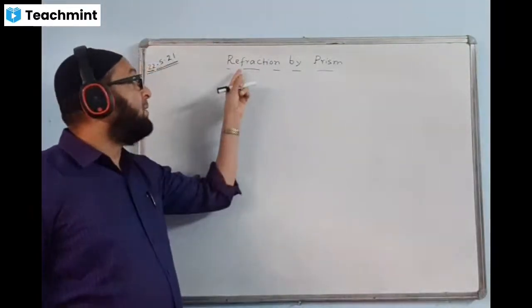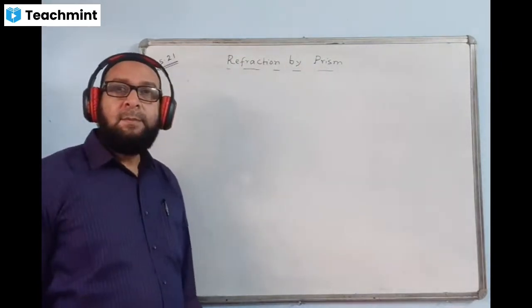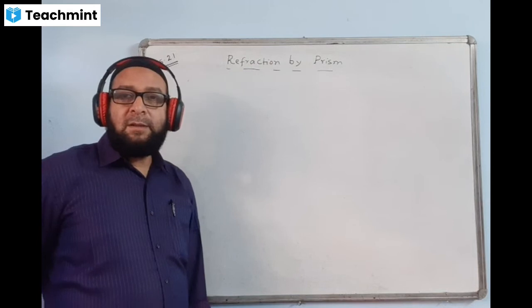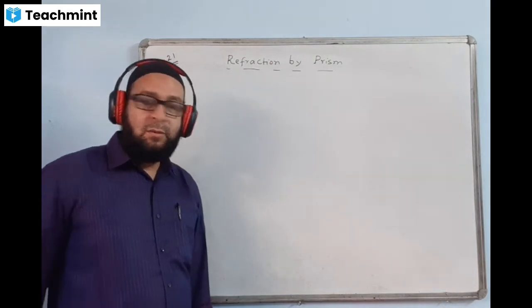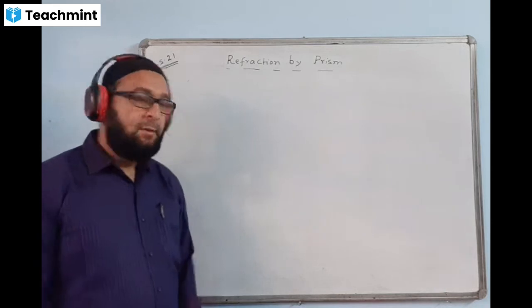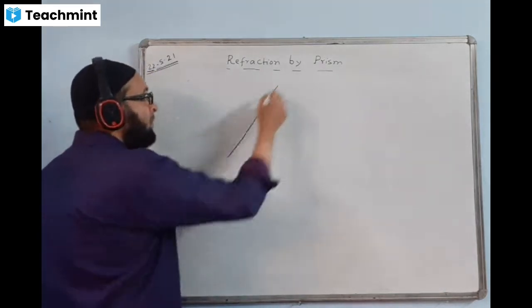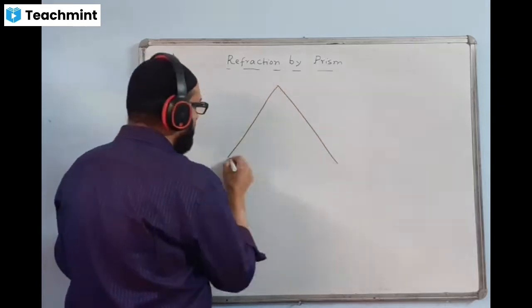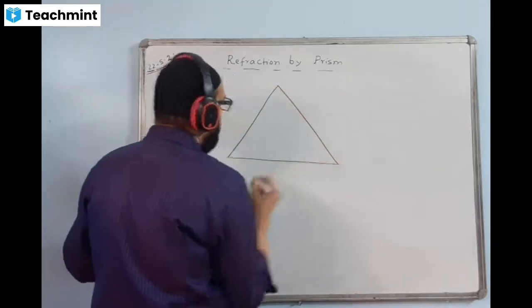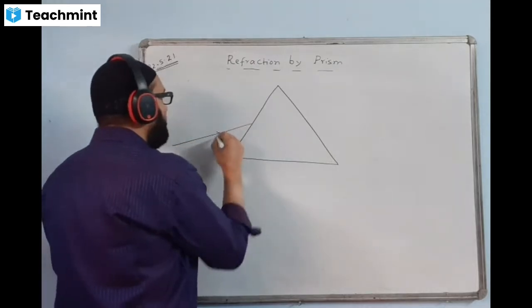Okay, today we are doing the topic refraction by prism. You have some idea from class 10. But this time we have to derive some formulas. So, we draw the prism first. A ray of light traveling like this.